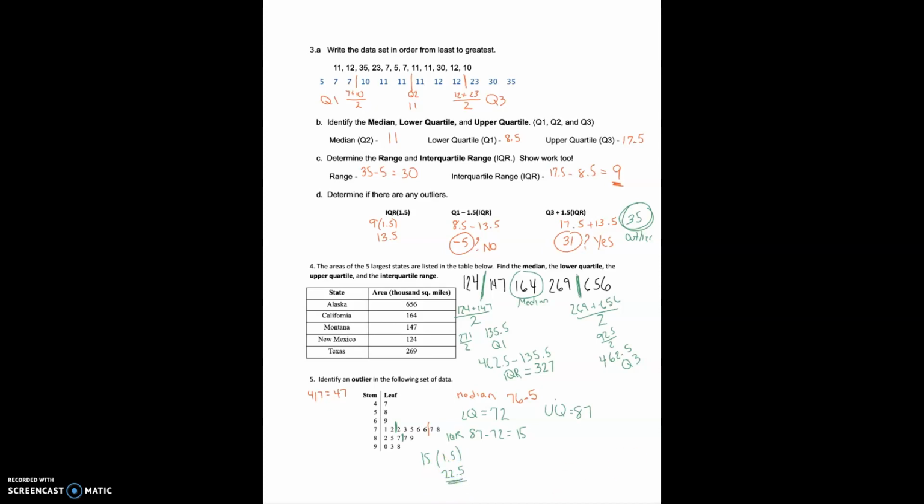What do we do with that 22.5? We're going to subtract it from our lower quartile, and then we're going to add it to the upper quartile to figure out if there's an outlier in this data set. Go ahead, pause it, see if we have any outliers here. So hopefully you got that. 47 is the outlier for this data set. We don't have any on the other end because there is nothing larger than 109.5.